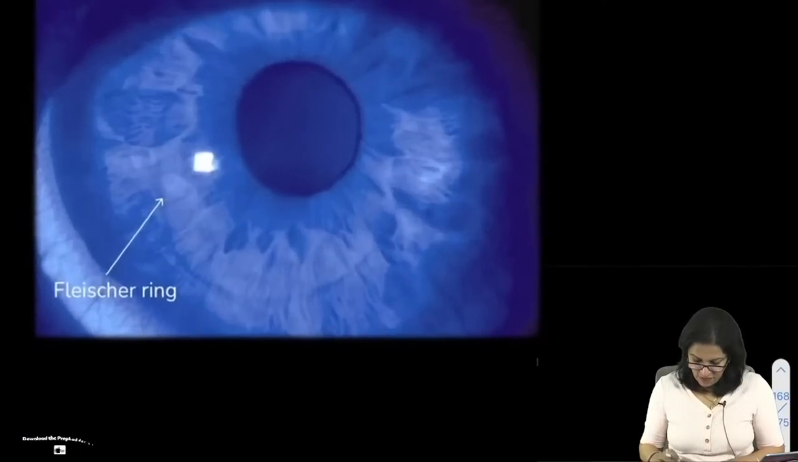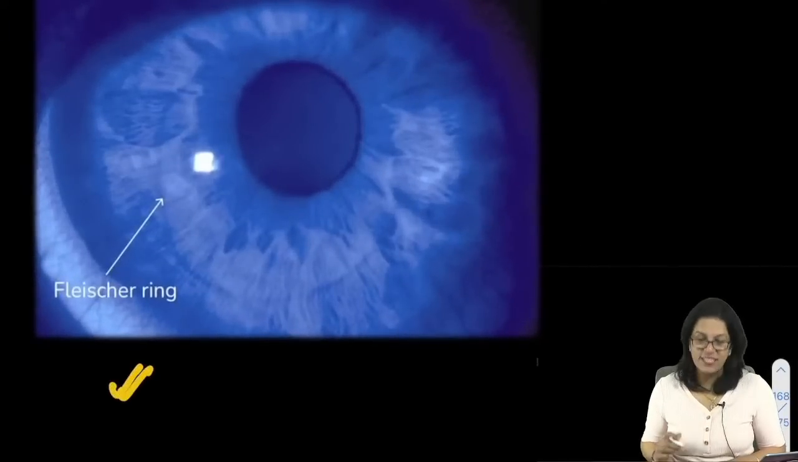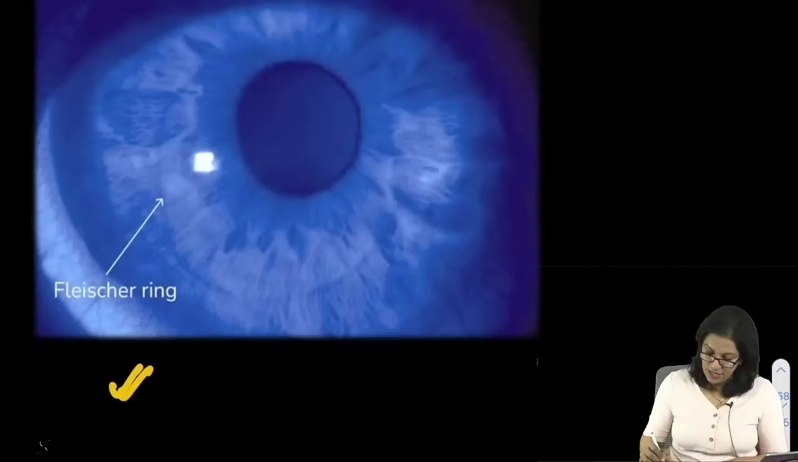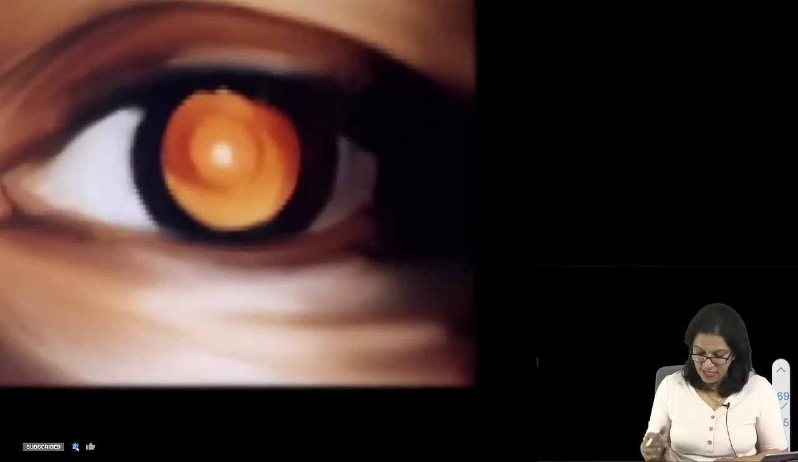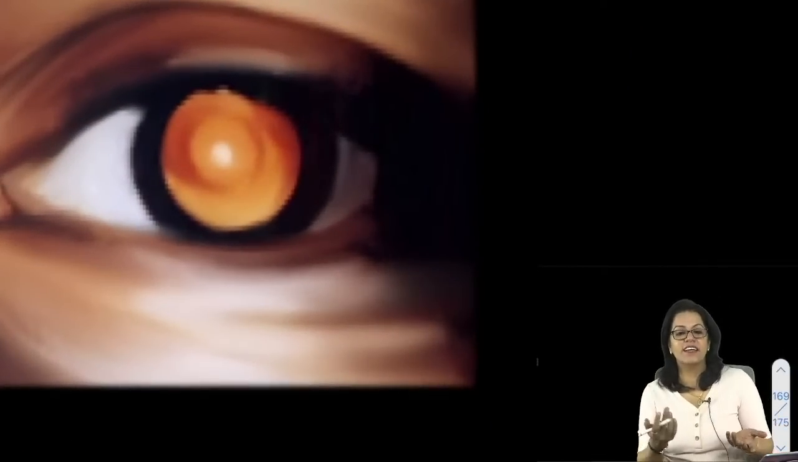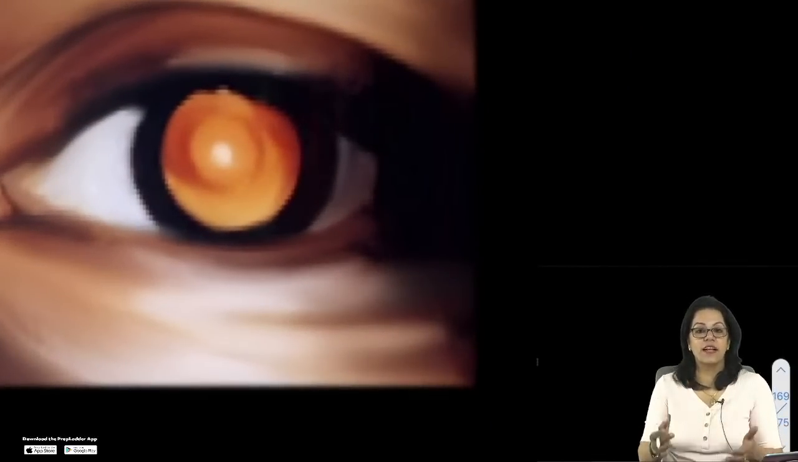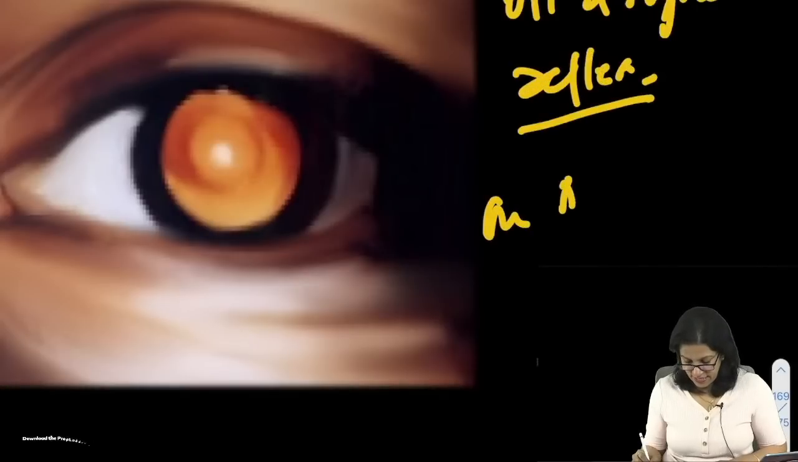Look, this is the Fleischer's ring I was talking about. We are seeing it in the cobalt blue filter, which is iron deposition at the base of the cone in keratoconus. Okay, then we come to this one. This is almost the same as oil droplet cataract. The difference is, this is a case of keratoconus. I am seeing through distant direct ophthalmoscopy. This becomes your oil droplet reflex on distant direct ophthalmoscopy.